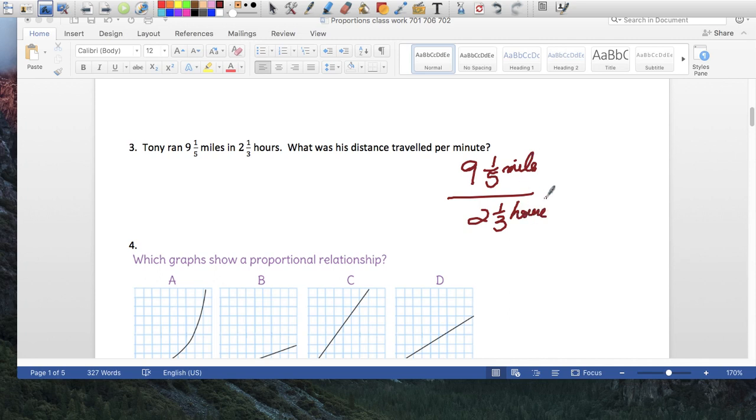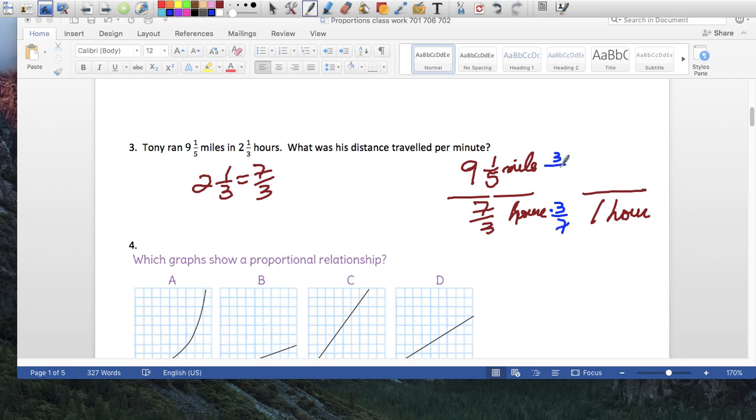So I'm going to change that to hours first. So what did he run in 1 hour? Obviously, it's going to be a little less. So 2 1/3 changes to 7 over 3. I'm going to replace the 2 1/3 and write it as 7 over 3. Right? And I'm going to multiply that by the reciprocal, 3 over 7, here and over here.